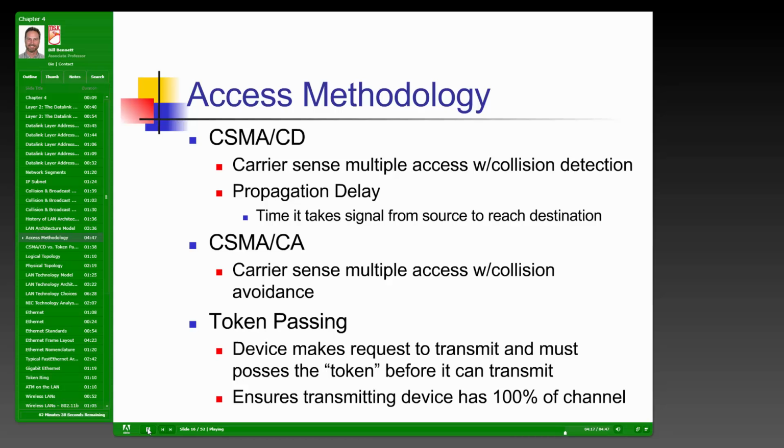The token just constantly travels from one device to the next at very high rates throughout the day, and at any one time any device may have the token. If it needs to transmit, then it attaches its message to the token and puts it out onto the media. So it did ensure the transmitting device would have 100% of the channel it was trying to transmit on. But the problem was you had to wait for the token, and so it really reduced the efficiency and capability of that network.